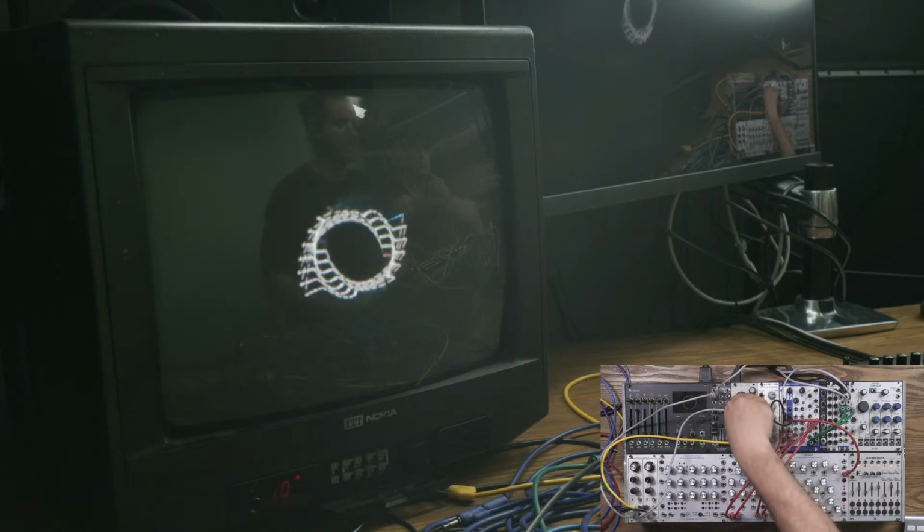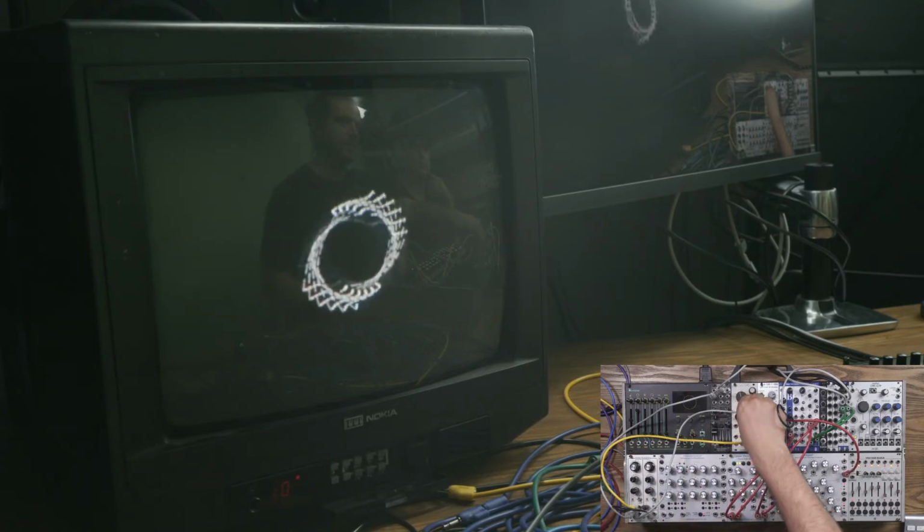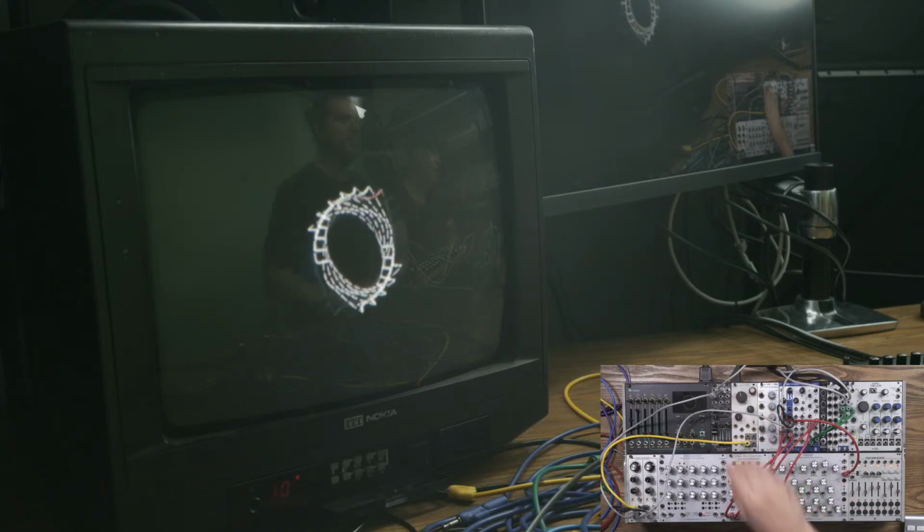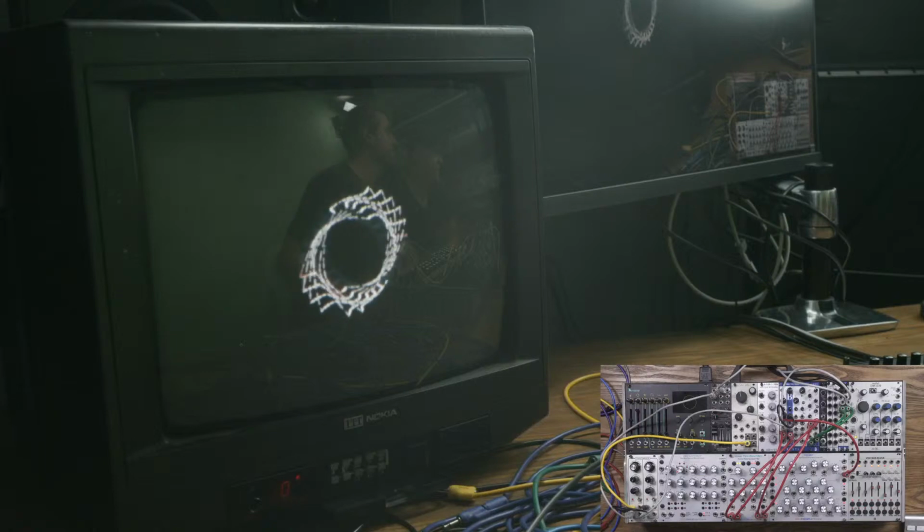Try to adjust the frequency of the primary oscillator to match 30 Hertz a little bit better. Oh, Bernard is on board. See?